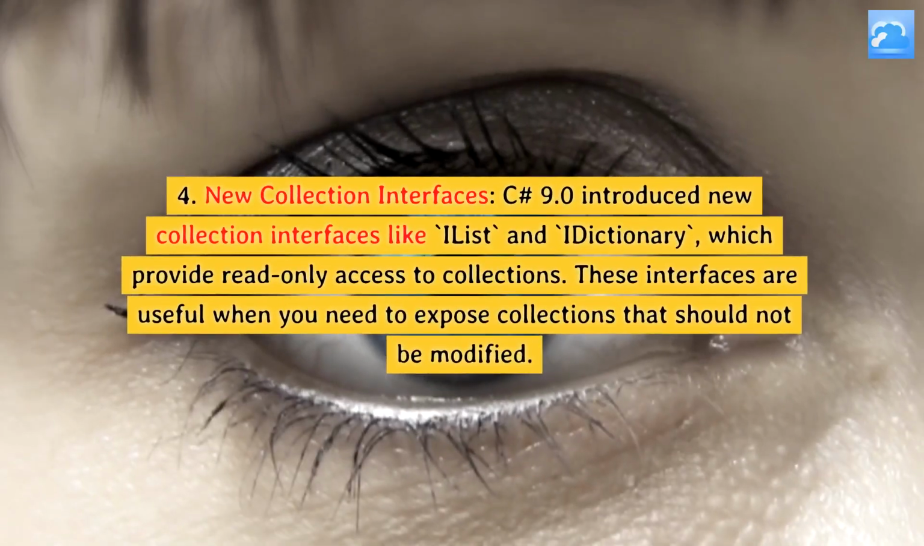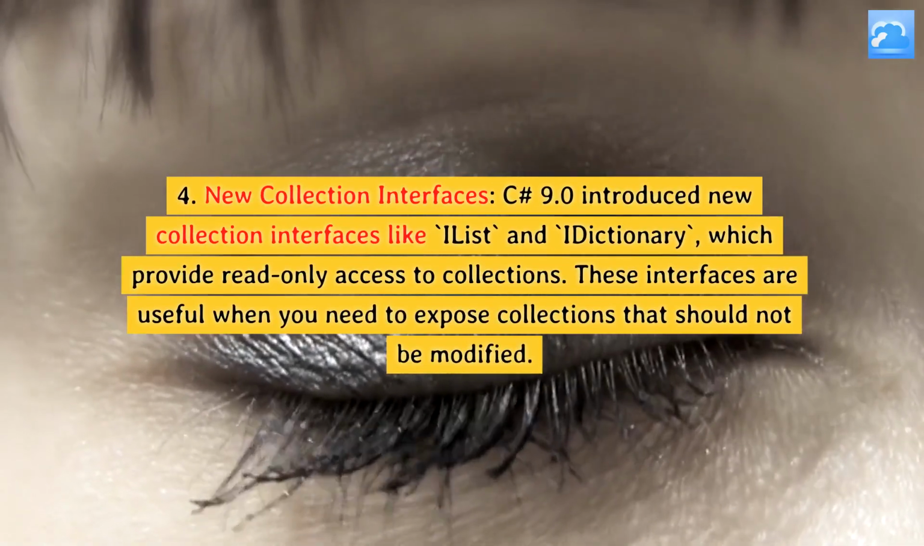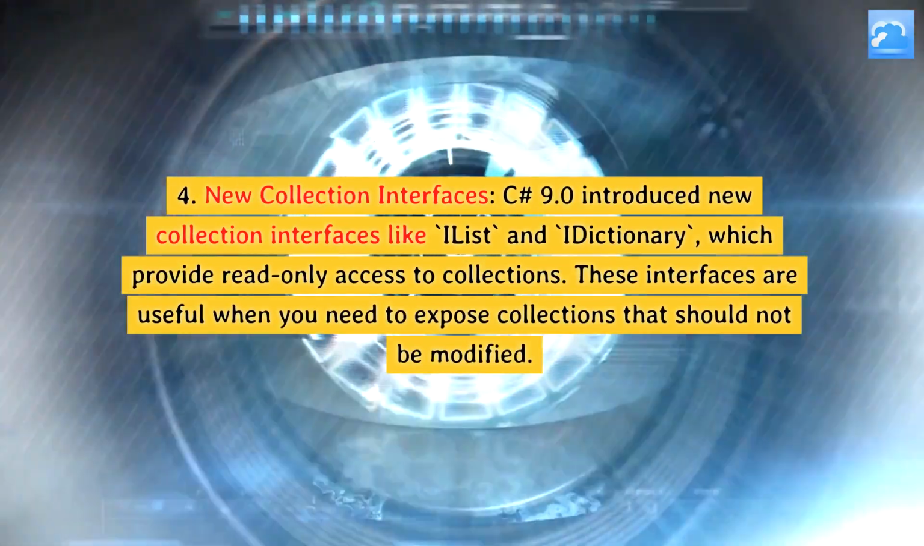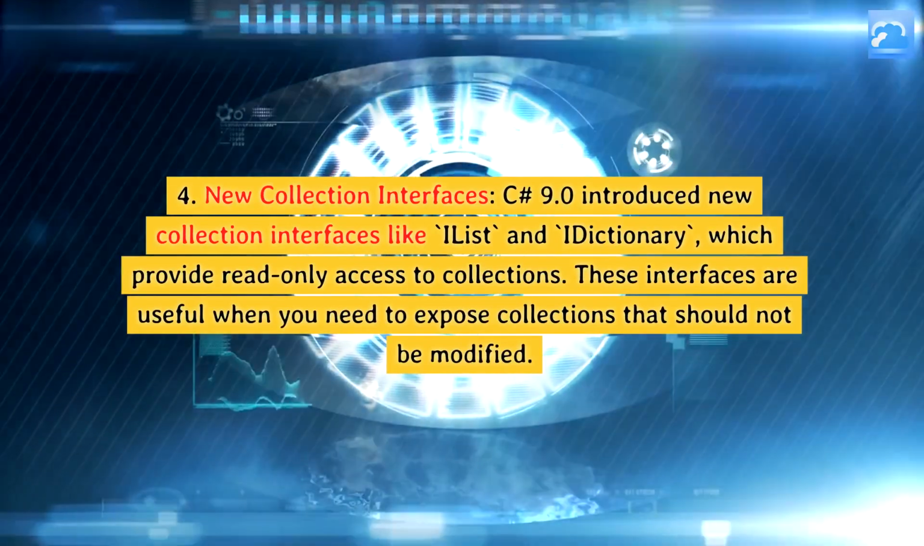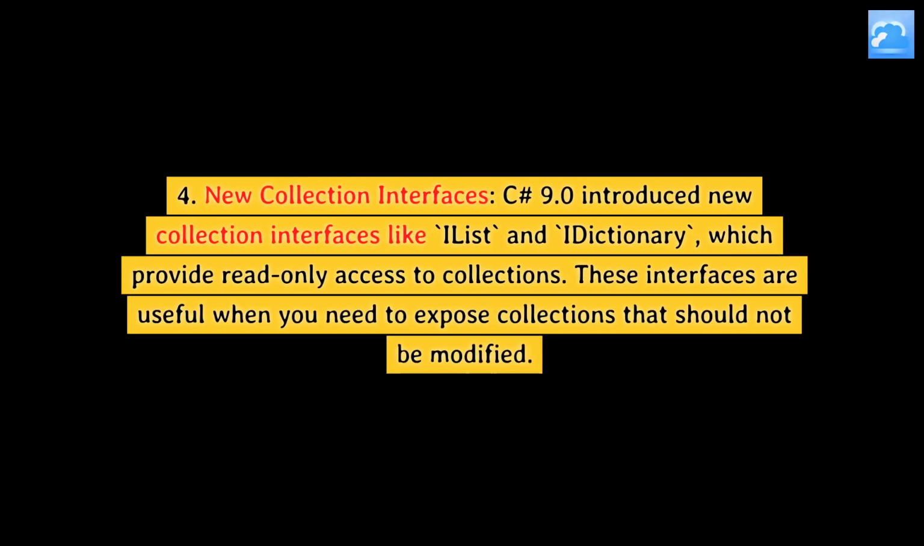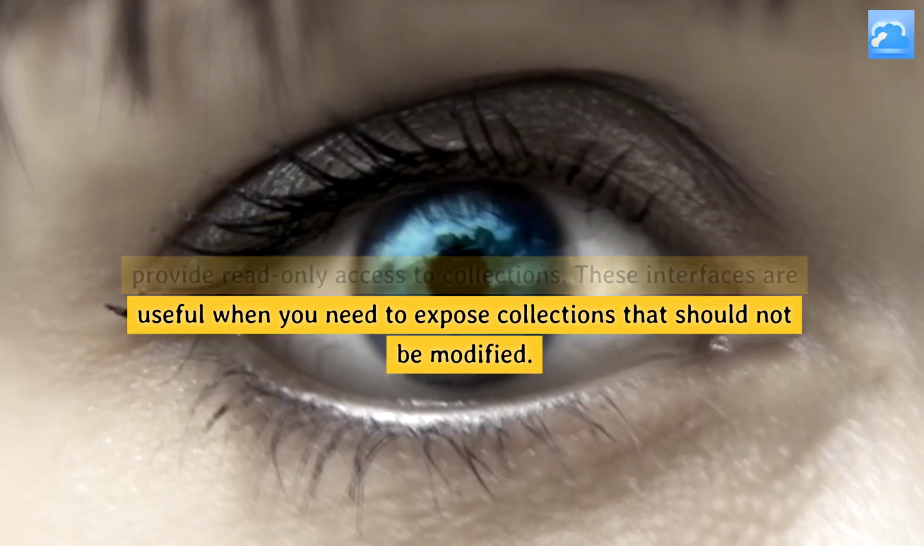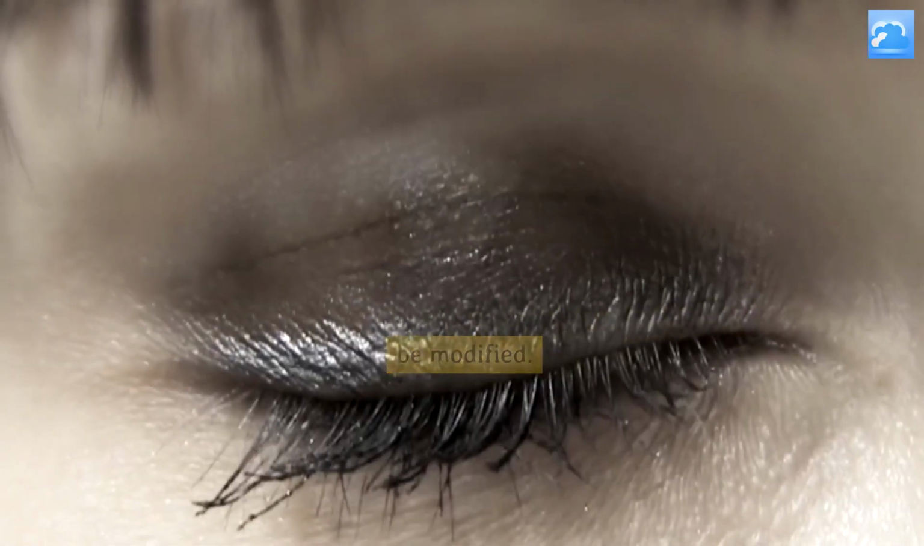4. New collection interfaces. C# 9.0 introduced new collection interfaces like a list and a dictionary, which provide read-only access to collections. These interfaces are useful when you need to expose collections that should not be modified.